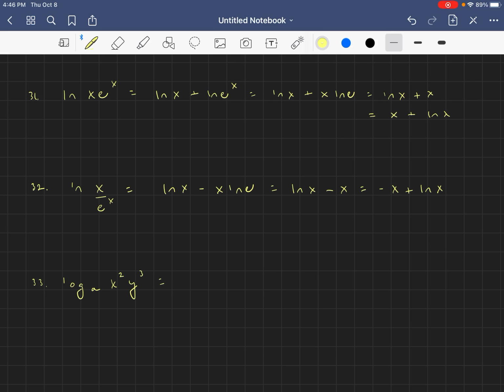Going to separate this product and pull the powers out at the same time. So 2 in front of the log base a of x. That base is not important. Plus 3 log base a of y. I think the letters were different. I didn't like those.